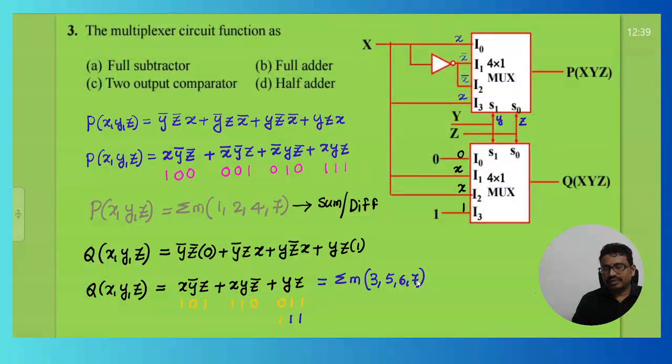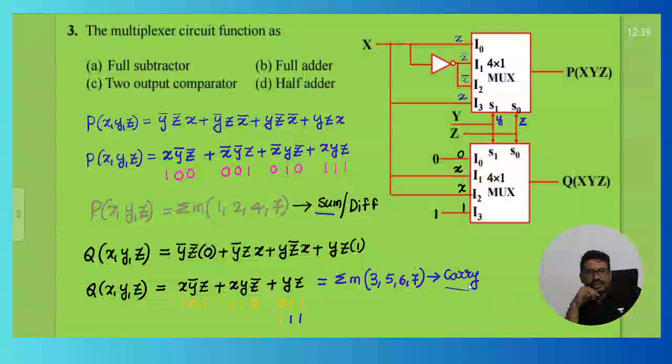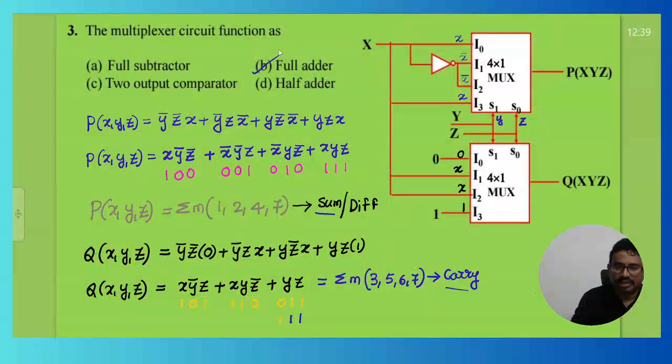3, 5, 6, 7. What expression is this now here? Borrow expression or carry expression? So this is nothing but the carry expression now. So from this we can conclude this as what? Tell me now. Some carry is there. So from this we can conclude this is nothing but what circuit? You tell me. Full adder circuit. We can conclude this as what? Tell me now. Full adder circuit we can conclude now. Right. Next one.